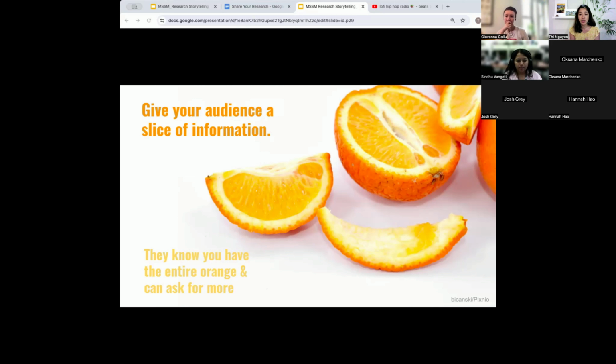Okay. Hi, everybody. Today is about slide design. And we are going to be talking about how much information should go on a slide. We're going to talk about the titles. We're going to be talking about the visuals on the slides.